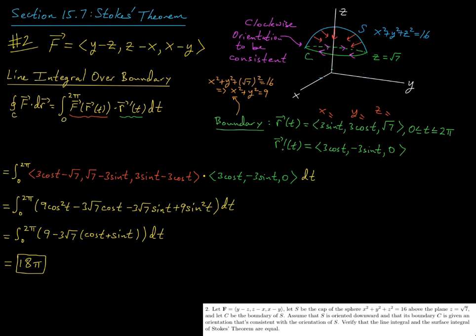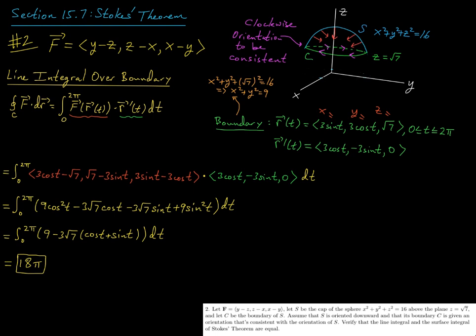All right, and then we're dotting that with this tangent vector, which is 3 cosine t, negative 3 sine t, 0. So this dot product will come out to be as follows. We're going to get a 9 cos squared t, and then minus 3 root 7 cosine t. And then for the j components, we're going to get a minus 3 root 7 sine t, and then plus a 9 sine squared t. And then from the k components, we'll just get 0 because of the 0 k component on the tangent vector.